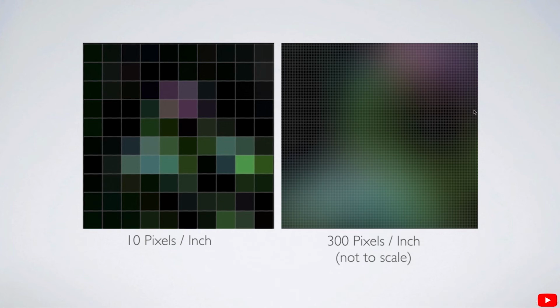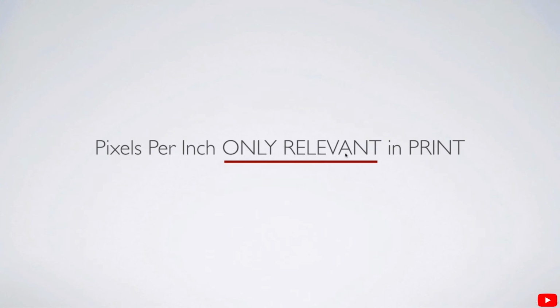Also, please note that pixels per inch is only relevant when you are printing something. If you are simply using your image on the web or on digital devices such as your handphone, pixels per inch will not affect the quality. For web quality, it is the exact number of pixels in the width and height that is going to affect how big or small the image is and its quality.